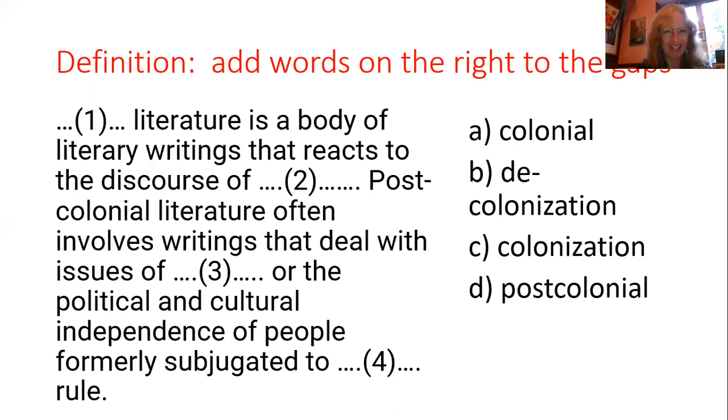Okay, finished? Okay, so 1 is post-colonial literature, the discourse of 2, colonization. Number 3, issues of decolonization. And number 4, subjugated to colonial rule. Okay.